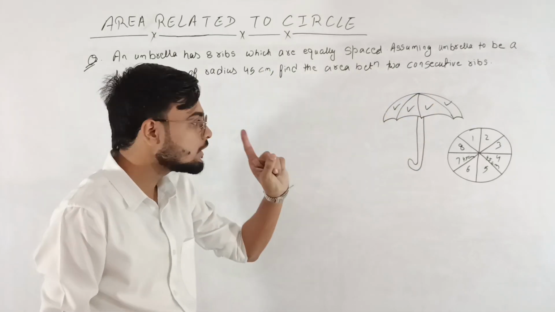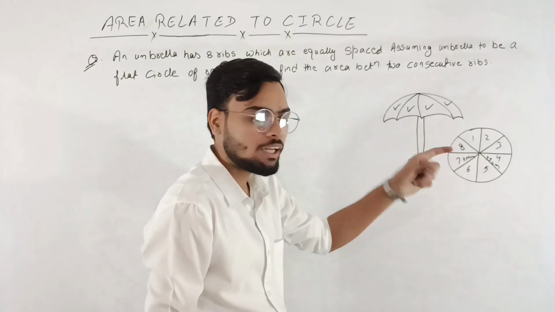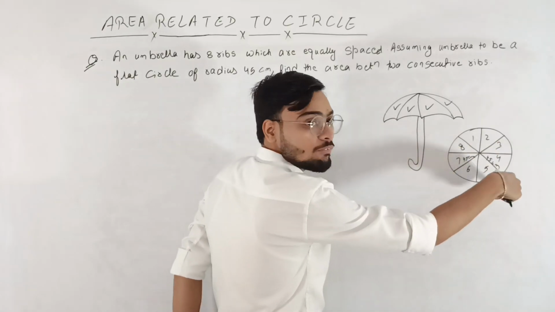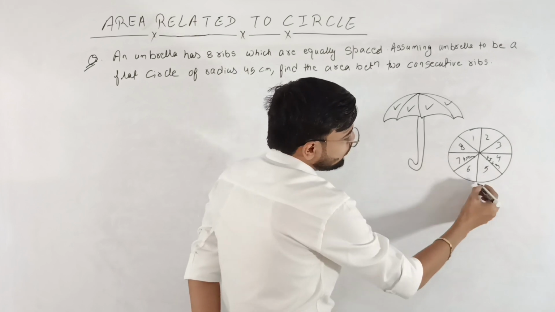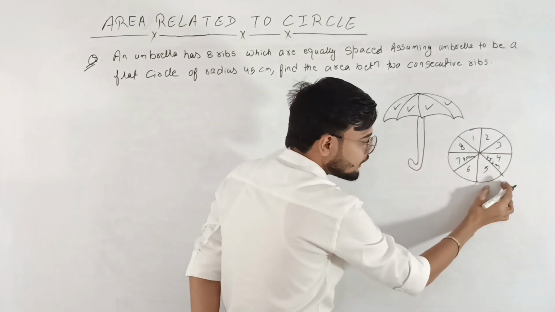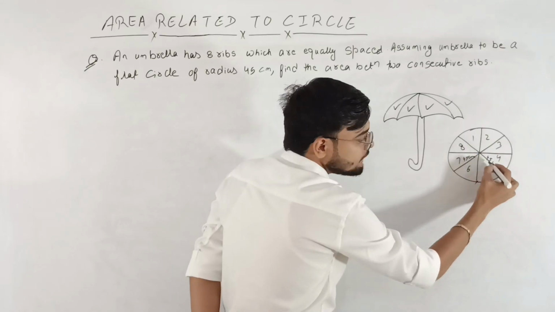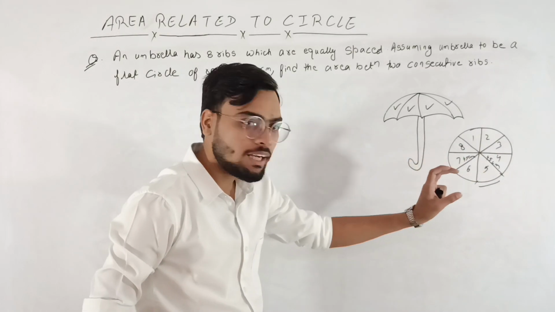Between two consecutive ribs means we have to find the area of any one rib, either 1, 2, 3, 4, 5, 6, 7, 8, or any one. So look here. Suppose I take rib 5. This is a circle, this is an arc, one part of the circle. Now this is a sector made by this arc. So we have to find the area of it.